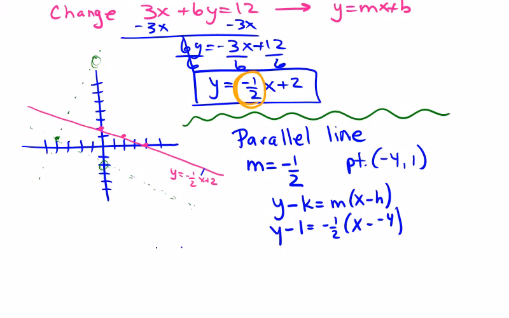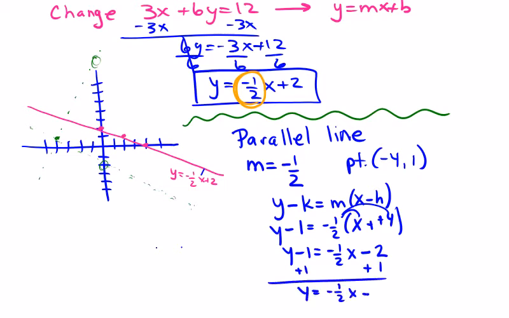So now from here, the two negatives make a positive, and we're going to do the distributive property. So we're going to get y minus 1 equals -1/2 x, and then this will become -2 because half of 4 is 2, and then we can add the 1 to the other side. So that gets us y equals -1/2 x minus 1.